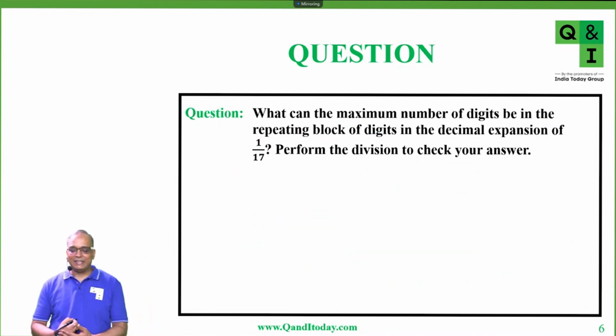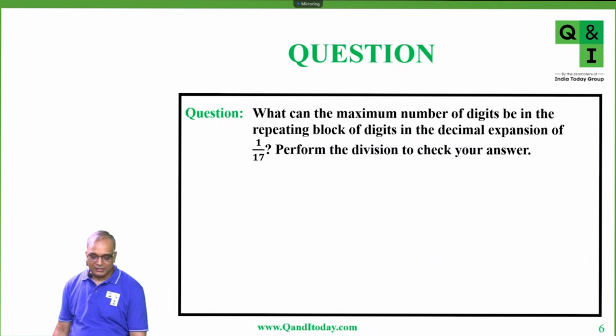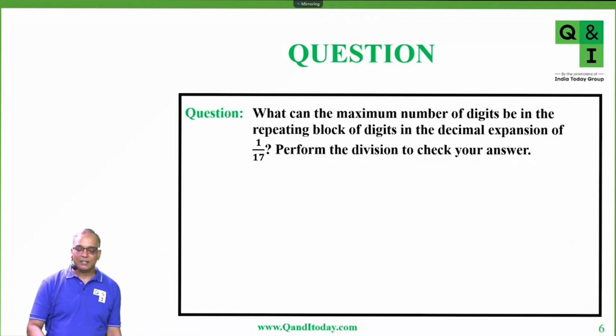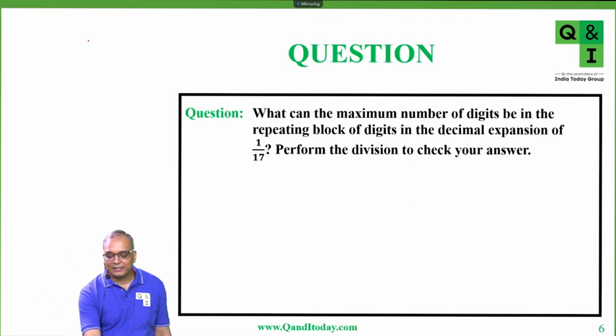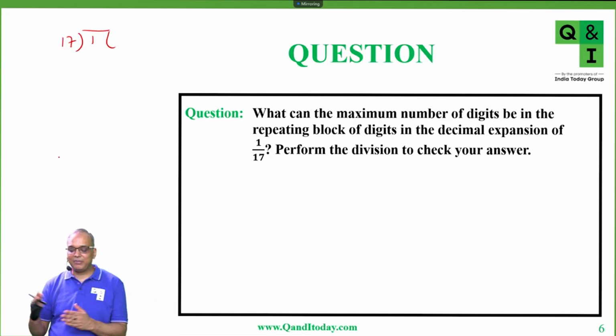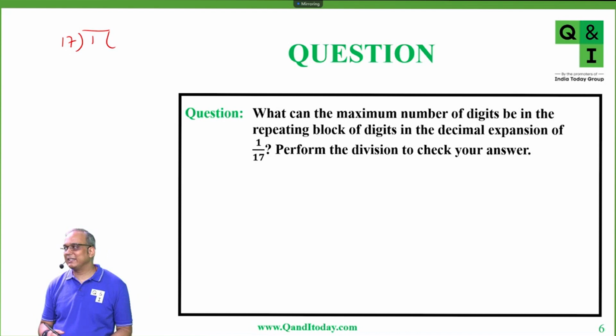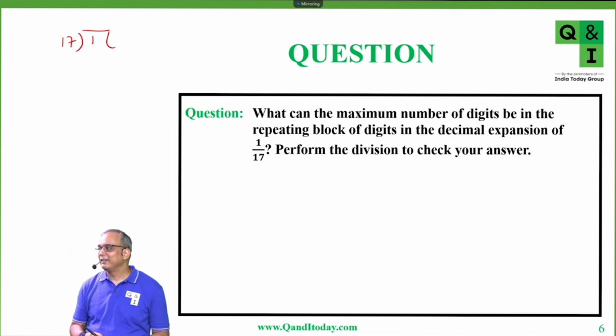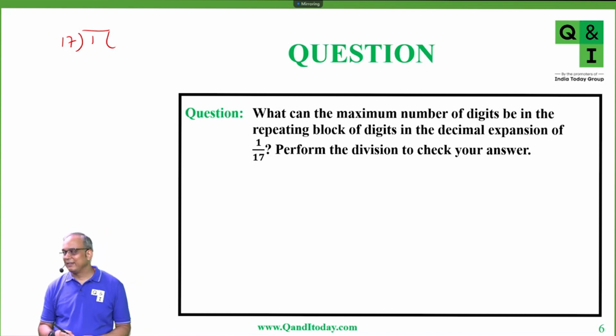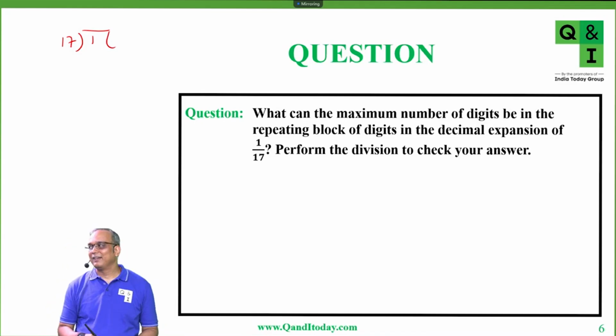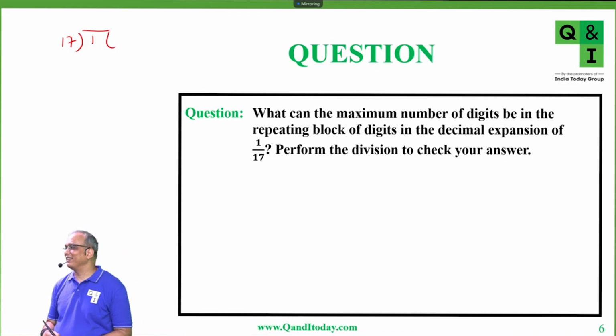Now the next question requires a lot of calculation. What can be the maximum number of digits in the repeating block of digits in the decimal expansion of 1 by 17? When you are dividing 1 by 17, what is the maximum number of digits in the repeating block in the decimal expansion? Can someone guess what the maximum number of digits can be here?